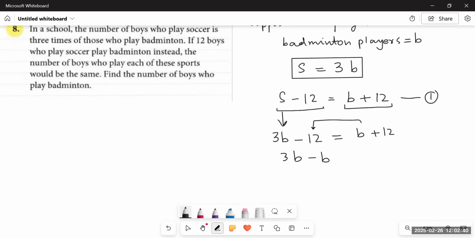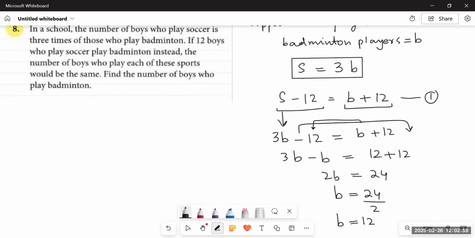Similarly, when we shift this minus 12 to the other side, it will become plus 12. So it would be 3B minus B is equals to 2B is equals to 24, and B is equals to 24 upon 2, which is 12. It means there are 12 badminton players. You see how easily we solve this, and now we can check it as well.